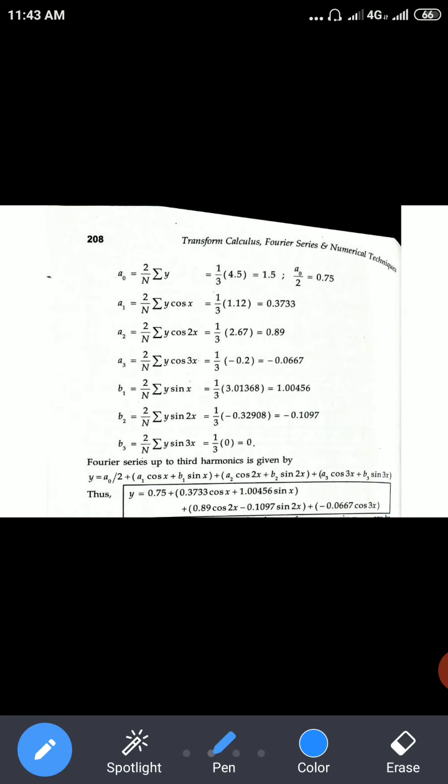So next, summation of y, you write this. Y cos x is this. Y cos 2x is this. Y cos 3x is this.